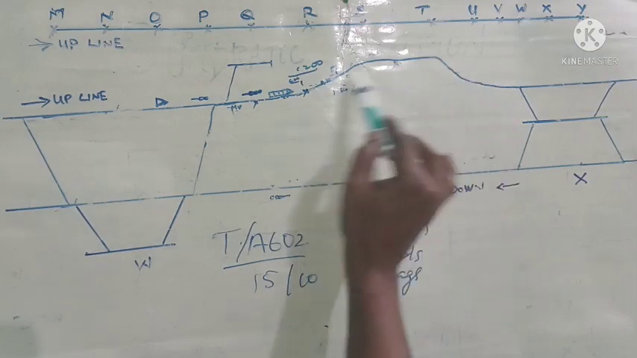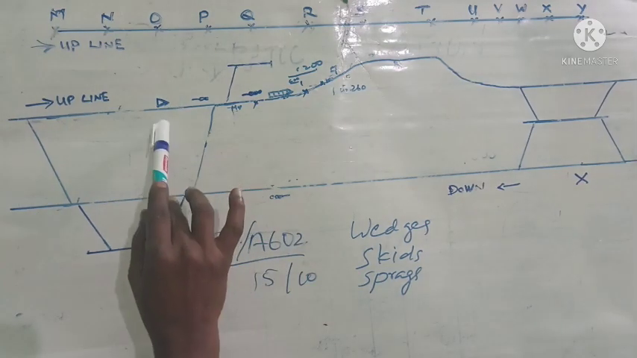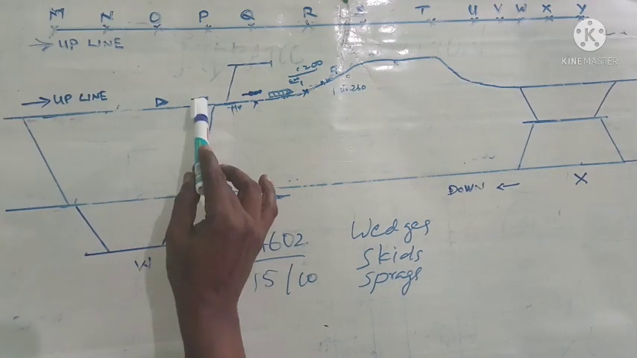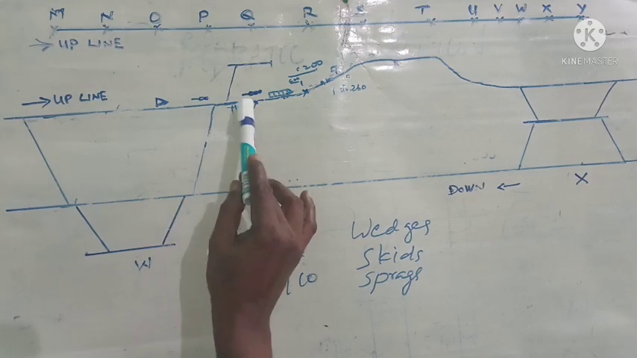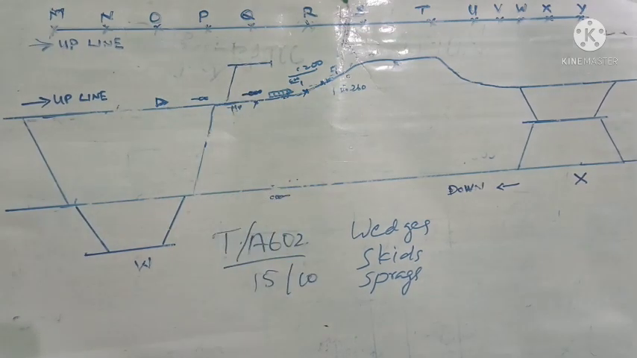What are all the cautions available in the section? That will also be listed in that T-bar A602. So this will be given to the loco pilot. If the starter is a free starter, it can be taken off, and it ensures that these two points are set favorably and also locked.